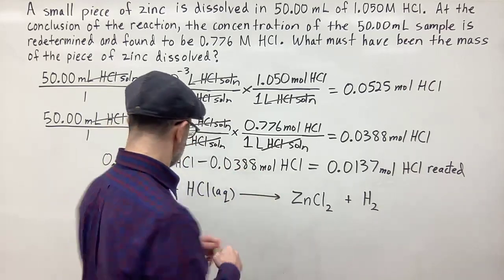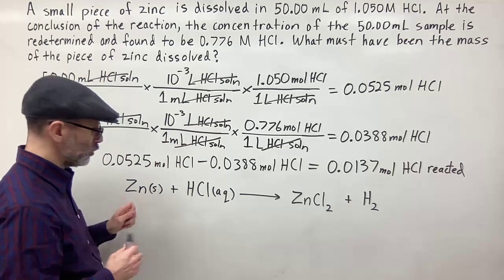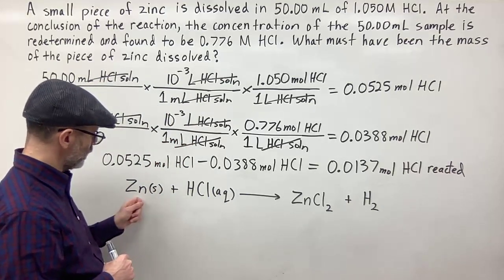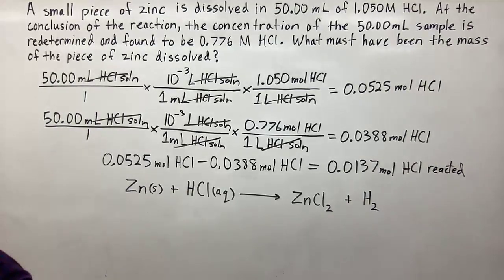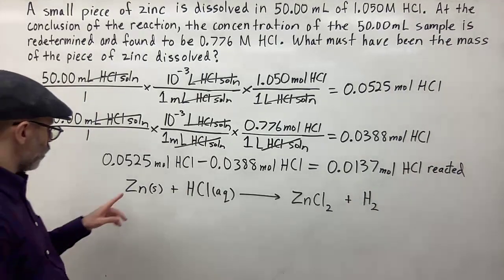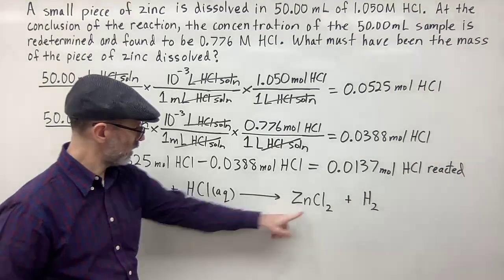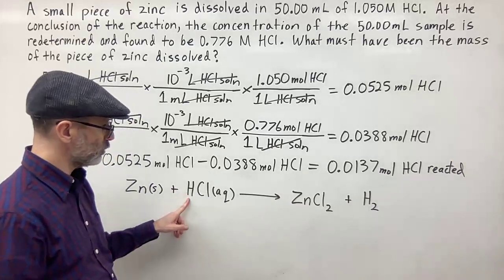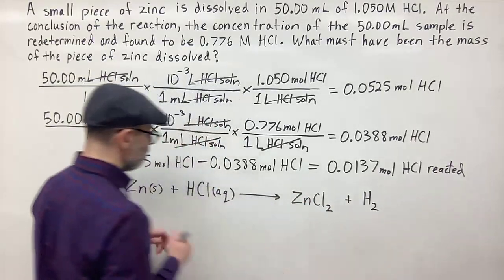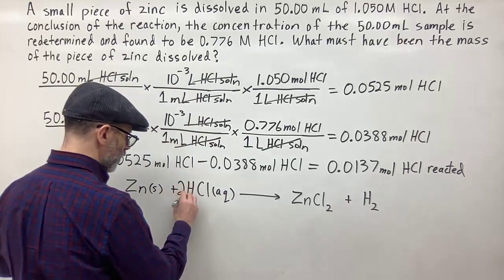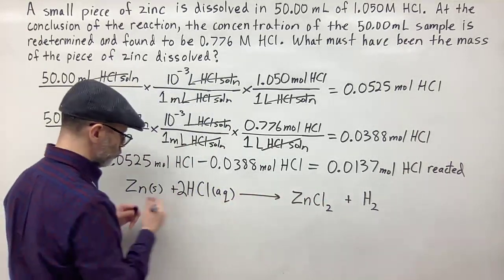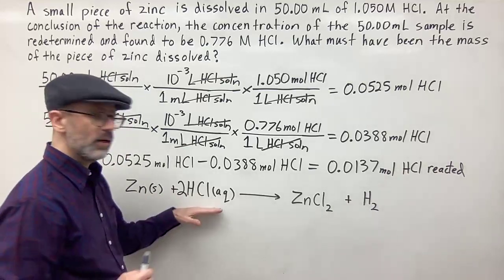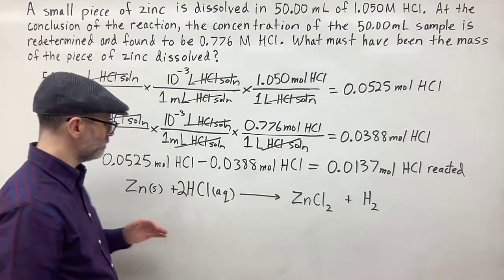Okay, so now we've got to make sure this is balanced. We have zinc. Let me double check something really quick. Yep. So we have one zinc, one zinc. We have one hydrogen here and two hydrogens there, so we'll need a 2 there. So we have two hydrogens, and now we have two chlorines as well. So now we have our balanced equation.